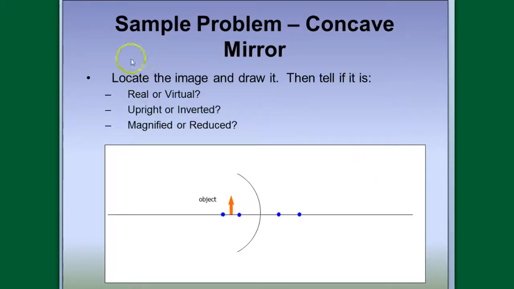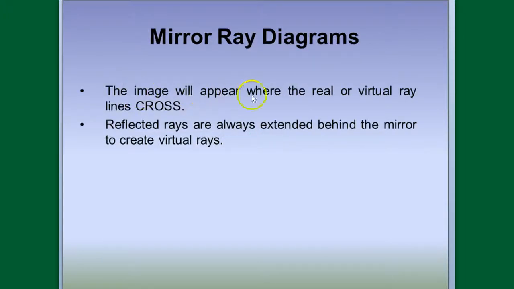The point of a ray diagram is that we want to answer these three questions. We want to know where the image is and draw the image. And then, and very important, I want to know, is the image real or virtual? Is it upright or inverted? And is it magnified or reduced? As far as locating the image, it appears where the real or virtual rays cross, where they intersect. And again, reflected rays are always behind the mirror, and they create the virtual rays.